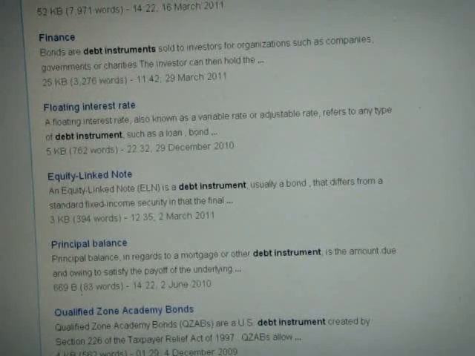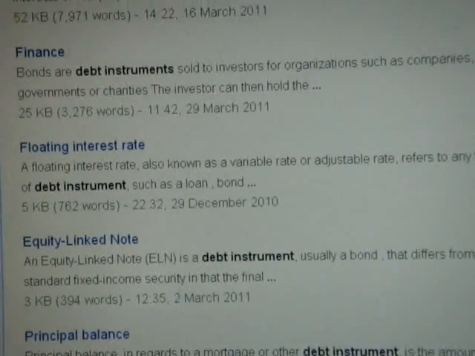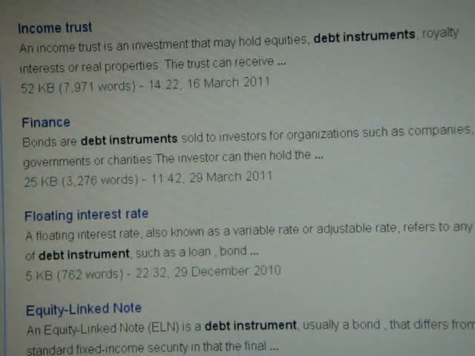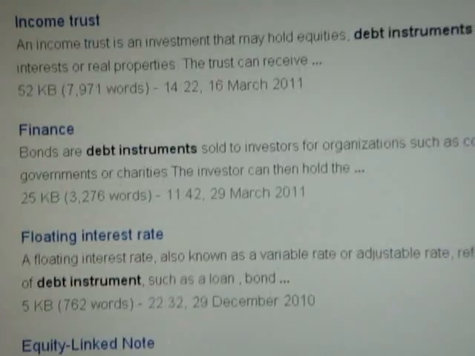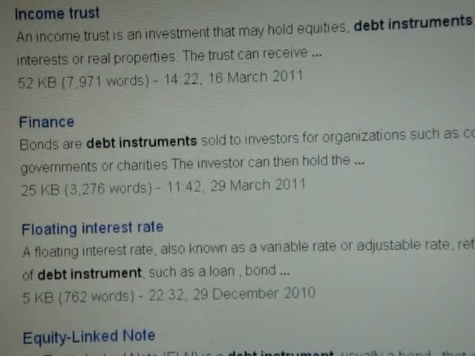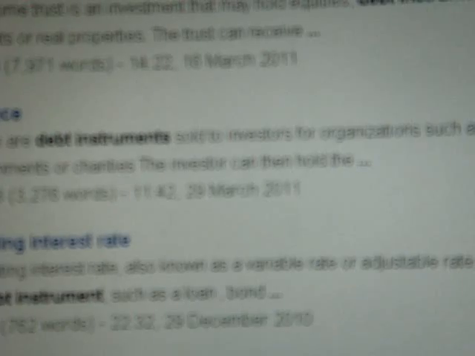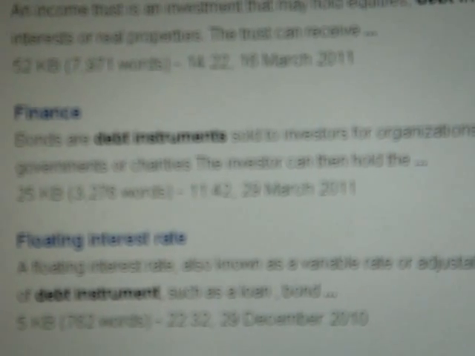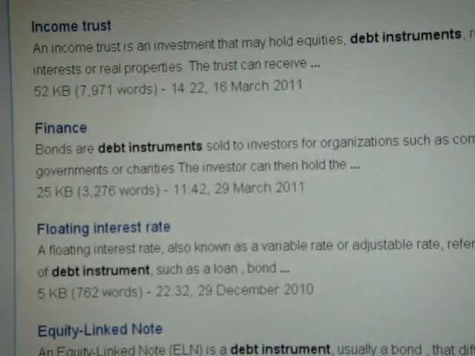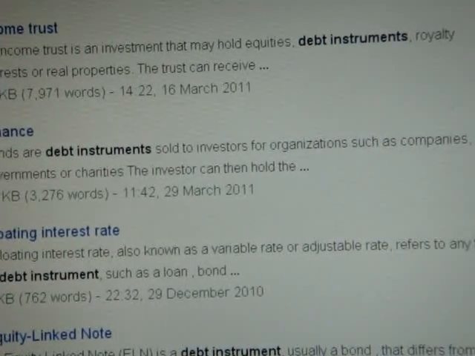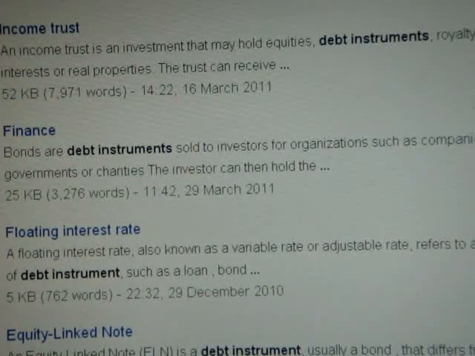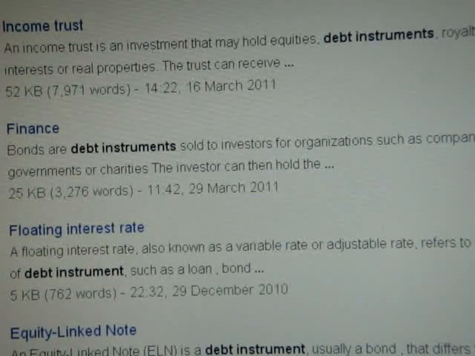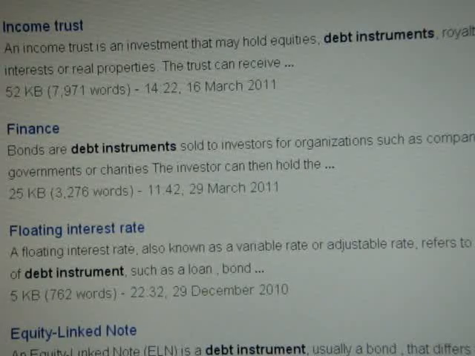Hello. On another note, I just want to bring people's attention to debt instruments. So we see there in finance, bonds are debt instruments, sold to investors for organisations such as companies, governments or charities. So bonds are debt instruments.